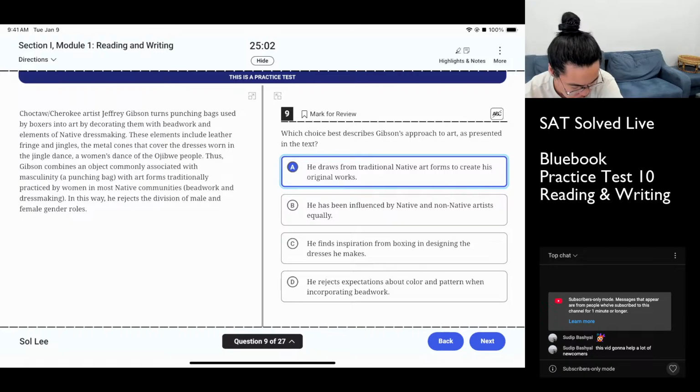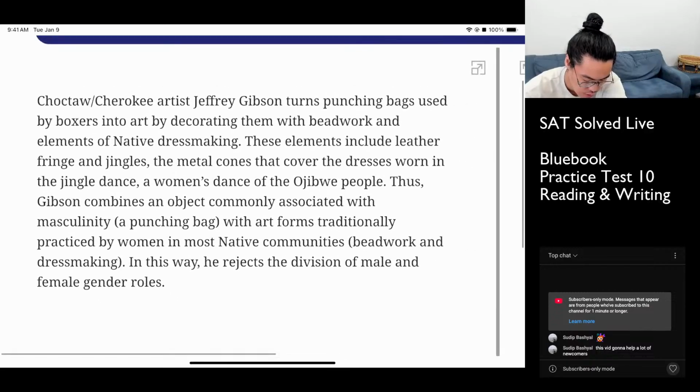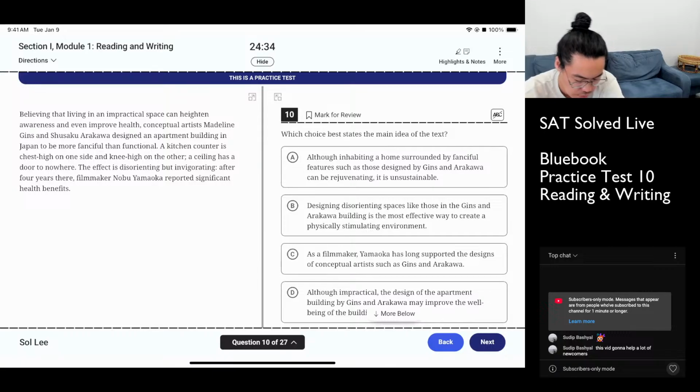So it's probably true. Influence? Nope, not equally because we don't have non-native at all. We don't know about it. He doesn't make dresses, okay, so that's wrong. Expectations about color and pattern. Beadwork is way too specific. Okay. So it has to be A, and he does draw from the traditional art form, which is the native dressmaking from the dances. Okay, so it has to be A. Moving on. That one's a little finicky because you have to get into the details of it all, and actually be able to defend every single word in that answer choice. Number 10, here we go.